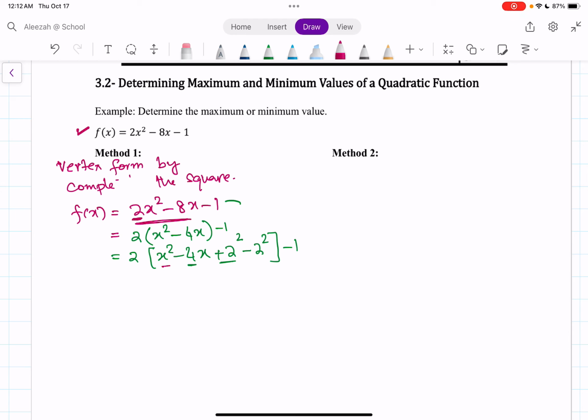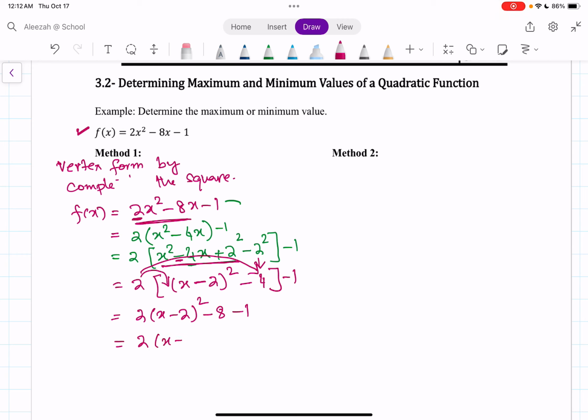Now these three terms make a perfect square, so I can write it as 2 times x minus 2 whole squared. How do you decide this sign? This sign is always the same as the sign in the middle term; if it is negative, it's negative. I'm left with minus 2 squared, which is 4, minus 1. Then I expand: I multiply the 2, so that will be 2 times x minus 2 squared minus 8, and then minus 1. That becomes 2 times x minus 2 squared minus 9.